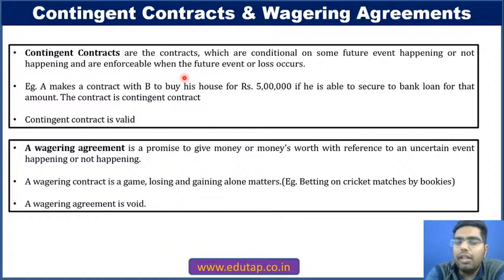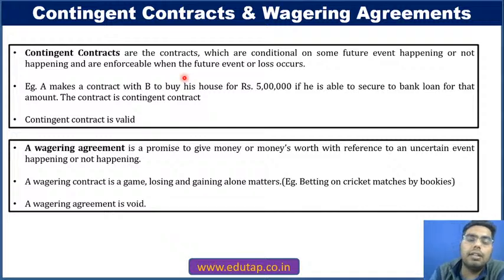What happens in a contingent contract? These are contracts which are conditional on a future event. If this happens, then this will happen. That event is unsure; it can happen, and it cannot happen. So if this happens, then the other person would do that. That is a contingent contract. There is no absolute surety about that event happening.